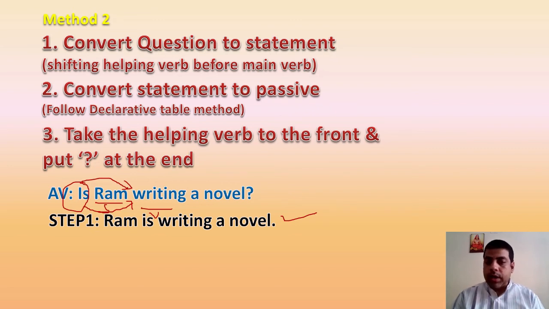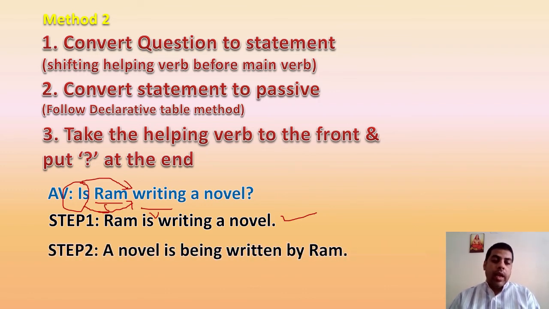Now if you look at this particular sentence, this is in a declarative structure with present continuous sentence structure. Once we get a present continuous sentence structure, we know how to convert that to passive by bringing the object as the subject, the subject as the object, and is, am, are plus being plus V3 would be used. By following that method, what we will be getting is: a novel is being written by Ram.